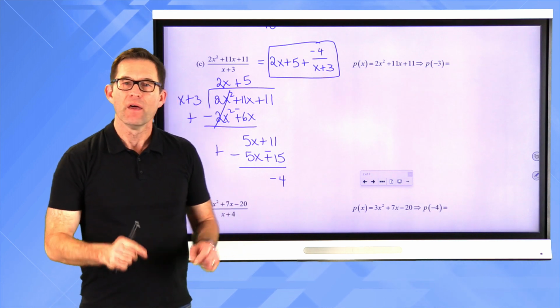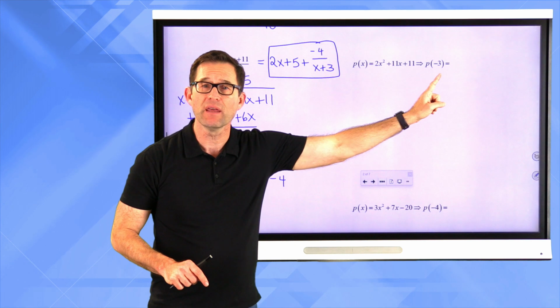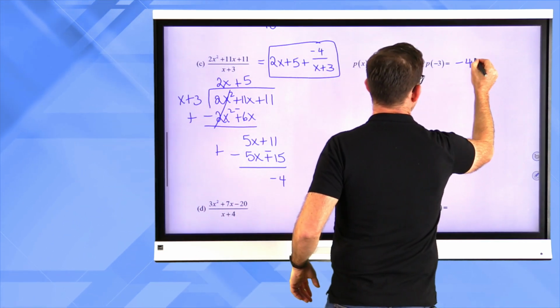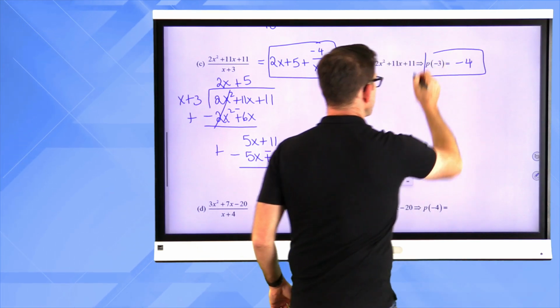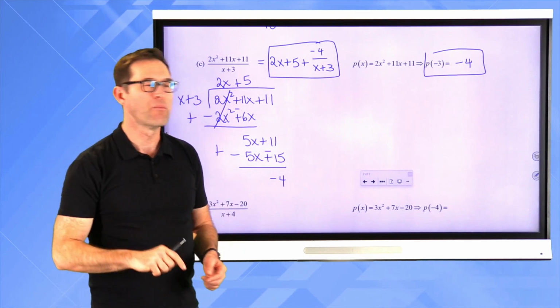Either way. Now, if you did that all correctly or not, if you evaluate p of negative 3, what you end up finding is that p of negative 3 is equal to negative 4. Okay, let's do one more.